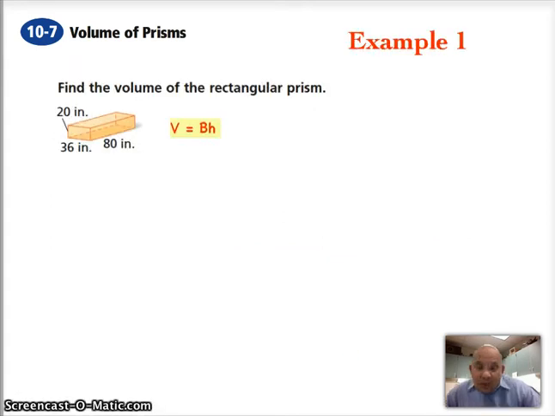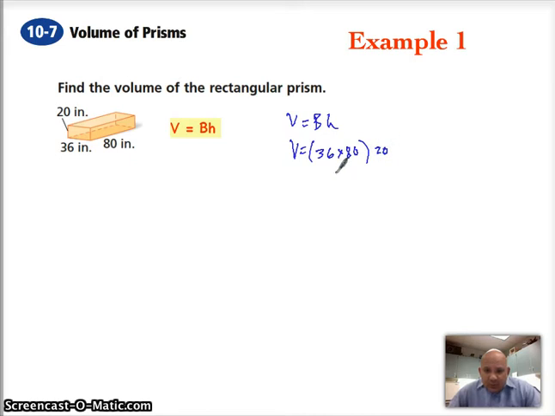Next, we're going to go through a couple of problems. One example here is this rectangular prism that's 20 by 36 by 80 inches. First thing we do is make sure that we've written down the formula. Volume equals the big B, meaning the area of the base, times the height. I'm going to go ahead and substitute numbers. The area of the base for a rectangle is 36 times 80. So we're going to write 36 times 80. And then multiply that by the height, which is 20.